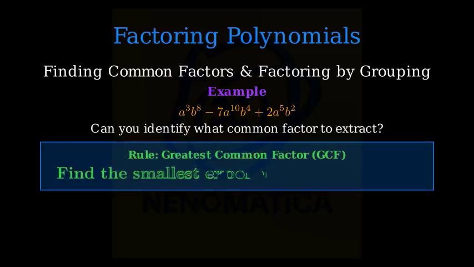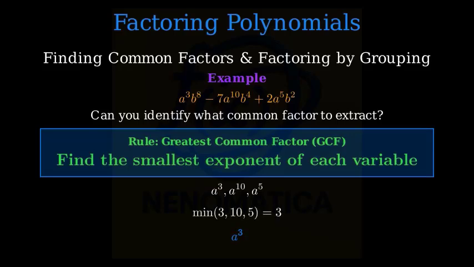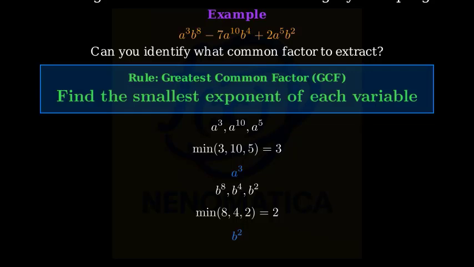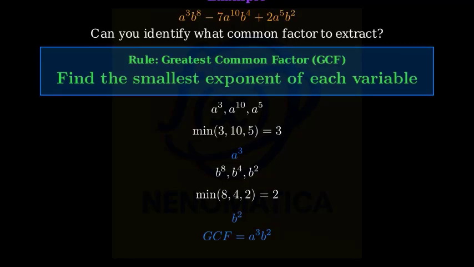To factor this expression, we first need to identify the greatest common factor, or GCF, of all terms. Let's look at the powers of a in each term. We have a^3, a^10, and a^5. The smallest exponent is 3, so our GCF will include a^3. Similarly for b, we have b^8, b^4, and b^2. The smallest exponent is 2, so our GCF will include b^2. Therefore, the greatest common factor is a^3 b^2.